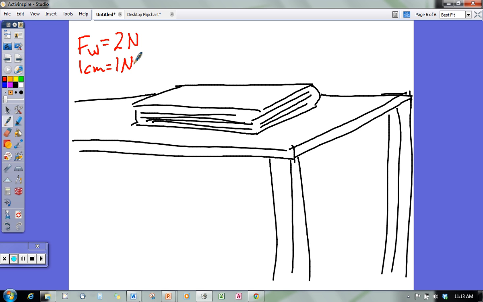So, what is our first force arrow? The force of weight. Always. How long is that force of weight arrow going to be? 2 centimeters. So I'm going to get out my ruler and measure 2 centimeters. And I'm going to label it. My force of weight equals 2 newtons, right? What else do I need?